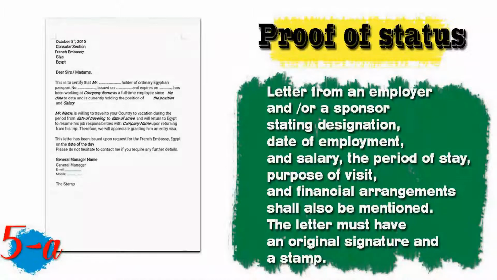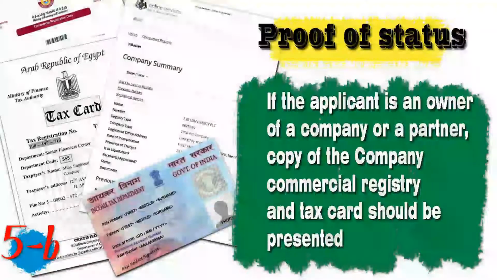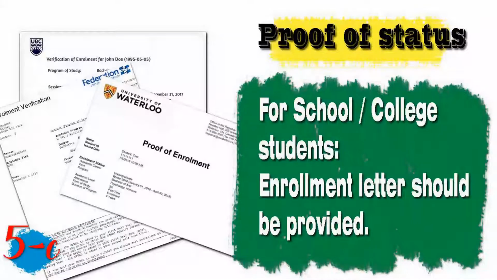Number 5, you will need a proof of status. For the proof of status, it varies. If you are an employee or work in a company, you will need a letter from an employer or HR office or your sponsor stating designation, the date of employment, the salary, the period of stay, and purpose of visit, and financial arrangements shall also be mentioned. The letter must have an original signature and a stamp. But if you are an owner of your own company or a partner in a company, you will need a copy of the company commercial registry, and a tax card should also be presented. And if you are a student in a school or college, an enrollment letter should be provided.